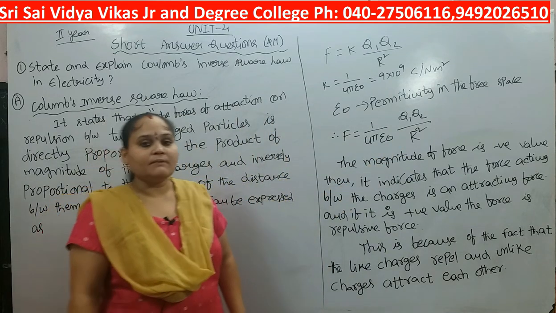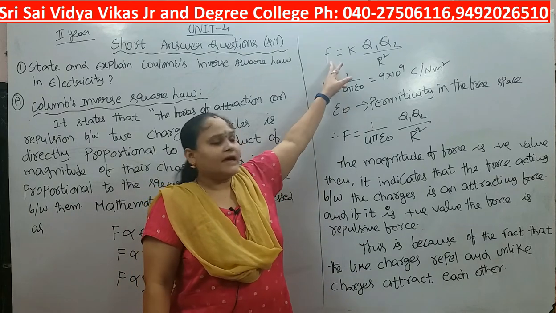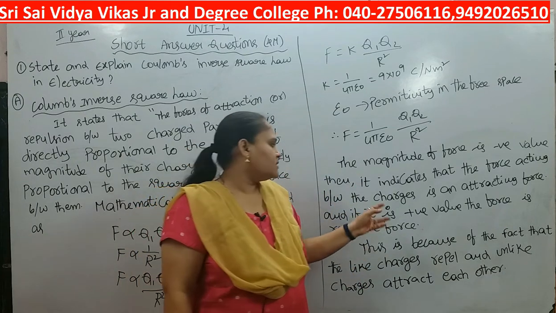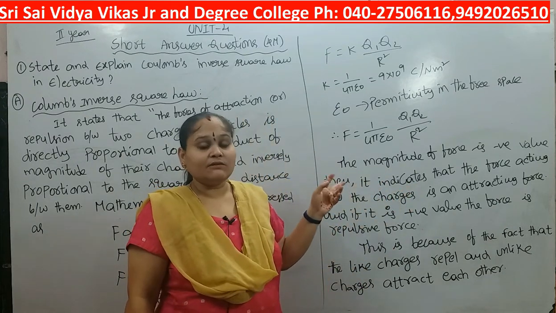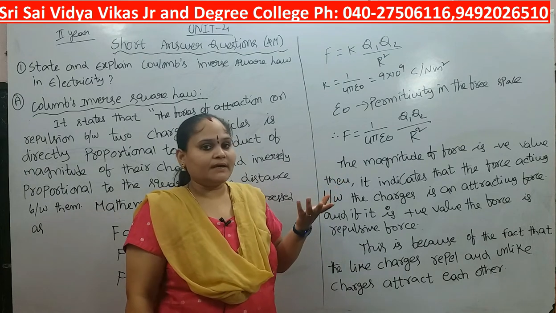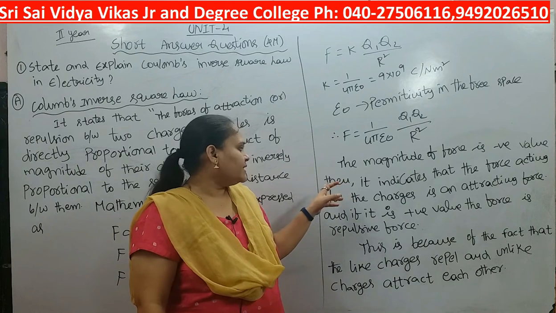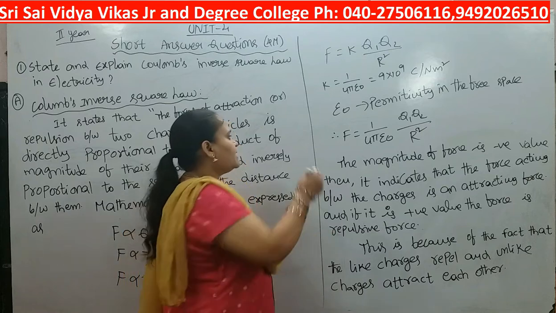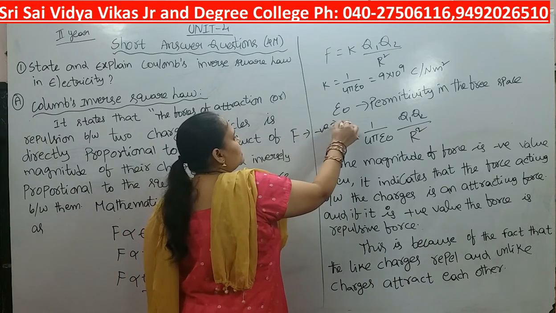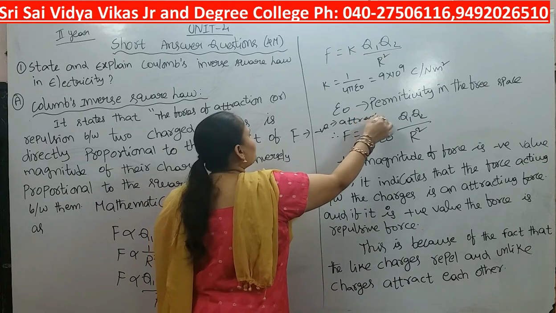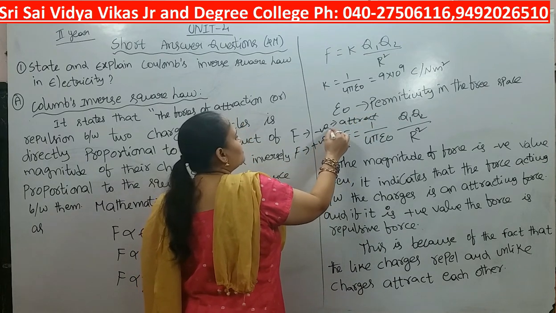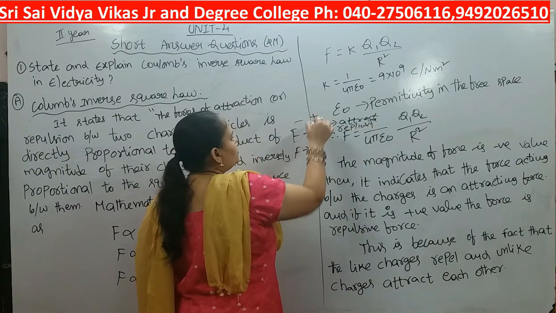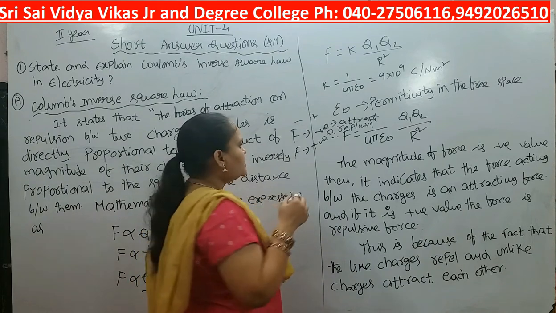Here we are observing the magnitude of force. If the value of F is positive, say plus 24 newtons, the force is repulsive. If the value of F is negative, like minus 24, minus 34, minus 10, then it indicates the force acting between the charges is an attractive force. Negative value means attraction between two opposite charges.